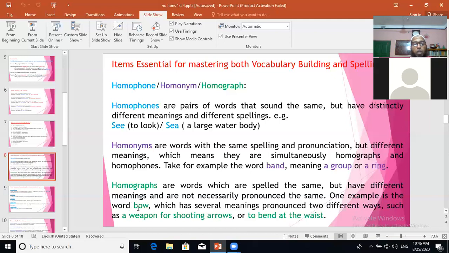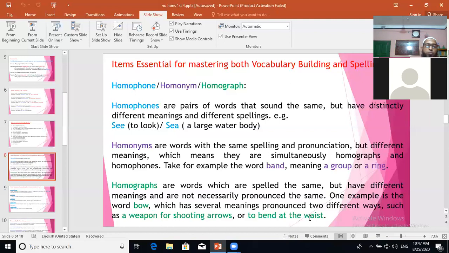If you pronounce the word B-O-W as in bow and arrow, it is a weapon for shooting arrows. But if you pronounce this word B-O-W as in bowing, it means to bend at the waist, to bend your body. So B-O-W is an example of a homograph. Homograph means same word, different sound, different meaning.